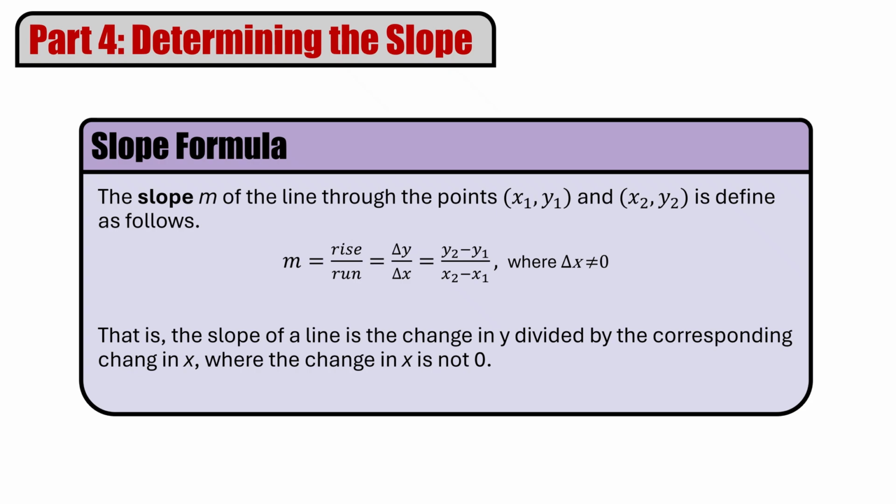When you see delta y or y2 minus y1, that just means how much did y change? And when you see delta x or x2 minus x1, that means how much did x change? As long as the change in x isn't 0, the slope is well defined. This formula matches exactly what we did on the graph. We always take the difference in y values first, that's the rise. And then the difference in x values, that's the run. Next, we'll use this formula with actual points to practice calculating slope without needing the graph.